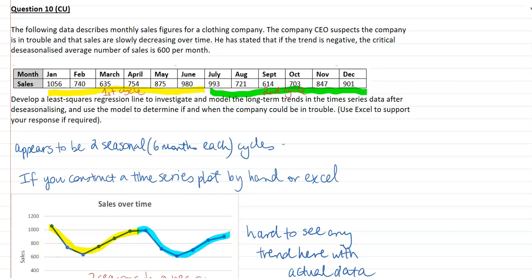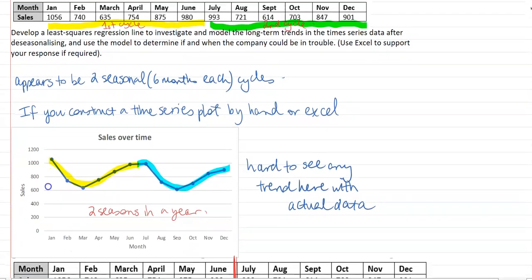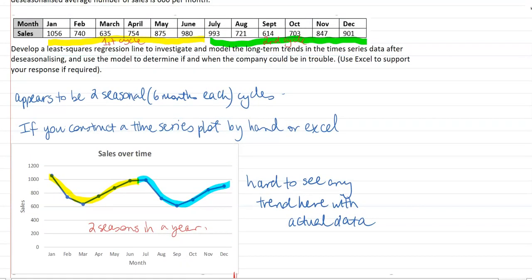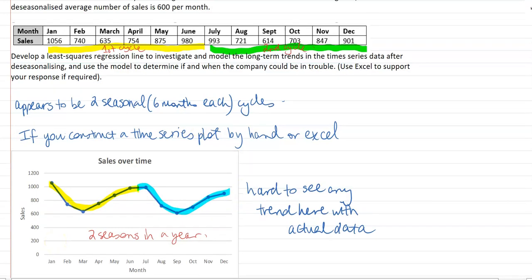Okay, so working through the question, my first step would be to construct a time series plot, simply because I suspect there's seasonal activity there, and I want to see how long the seasons are. So when I plot it on a time series plot, you can see there are 2 obvious seasons within a year. The seasons appear to be 6 months in length each. From there, to make further predictions, I'm going to have to use a least squares regression line. So I'm going to have to deseasonalize my data.